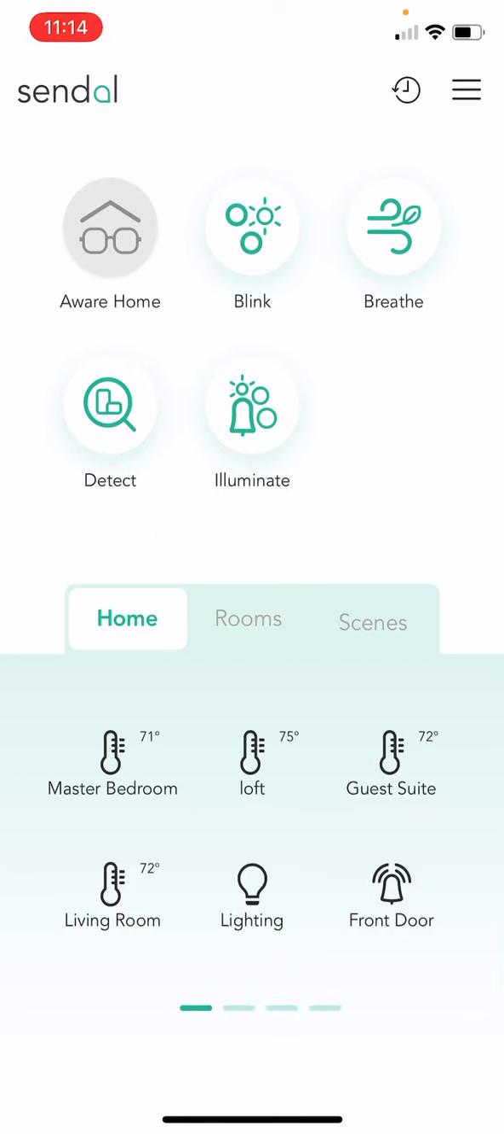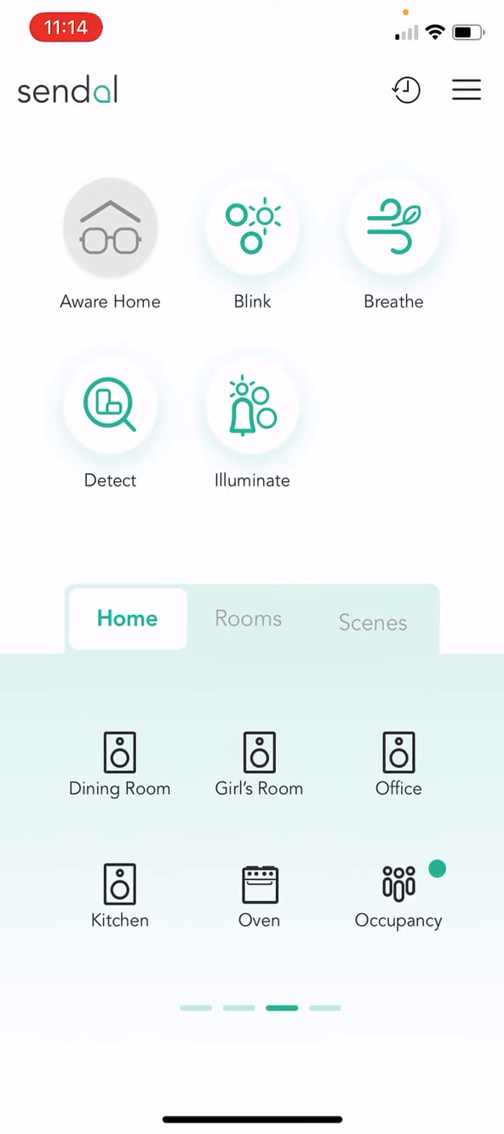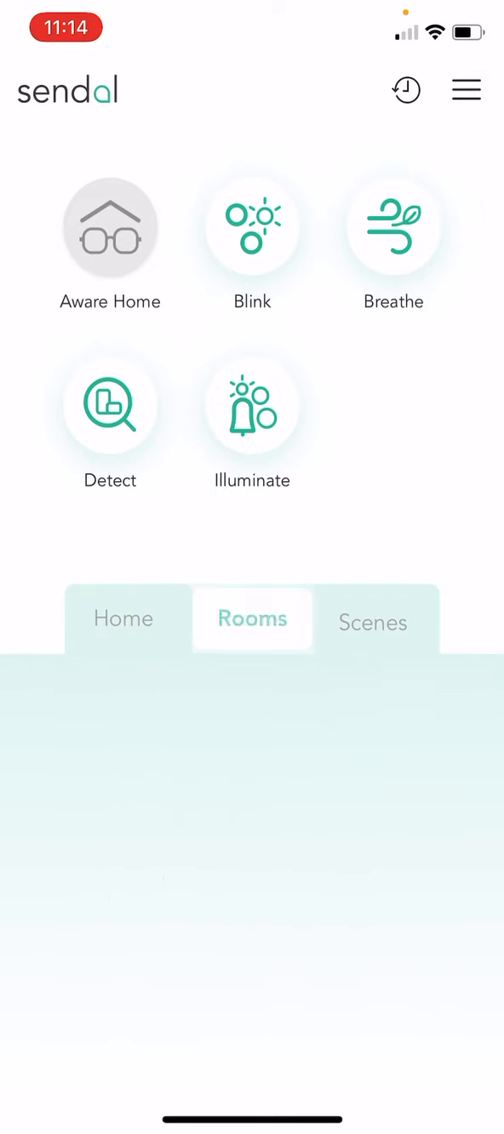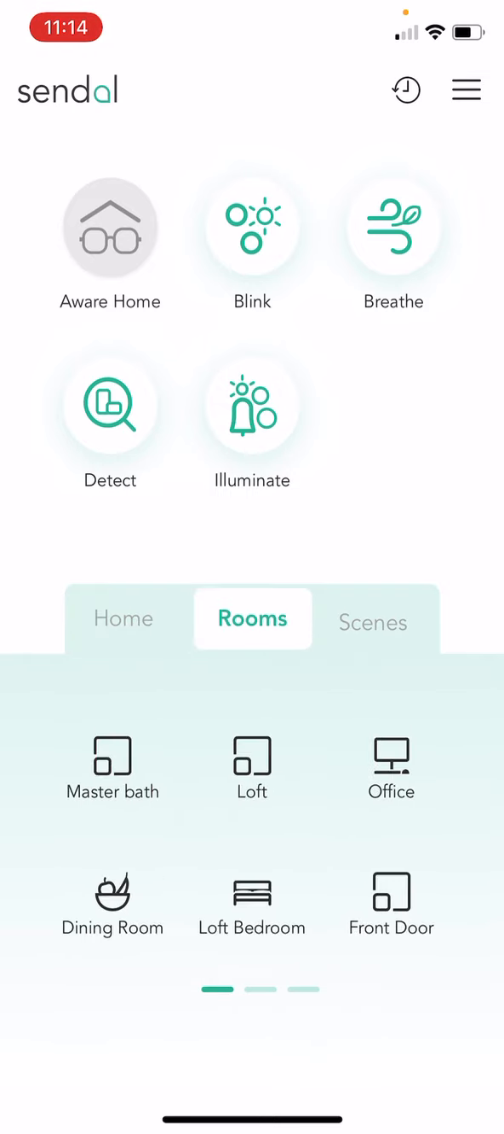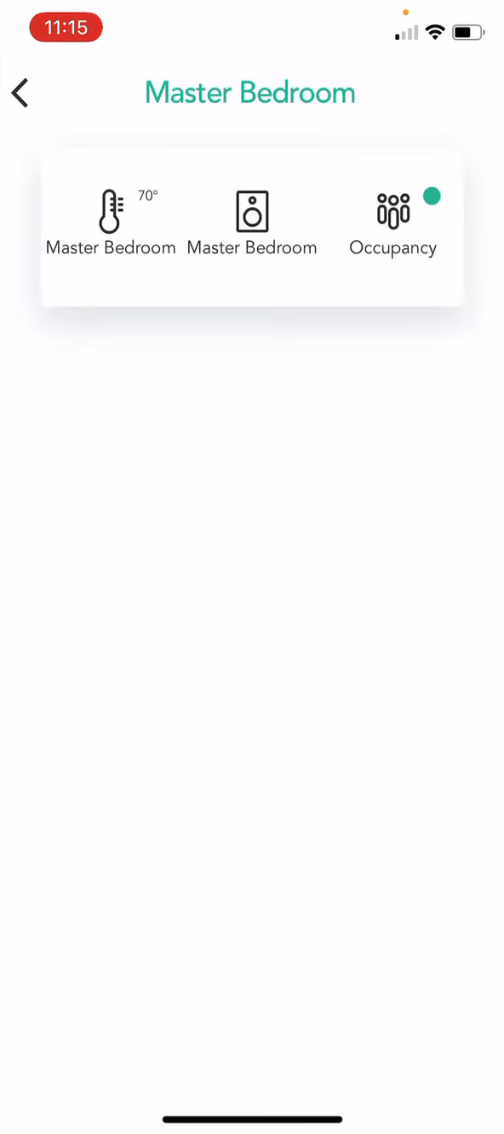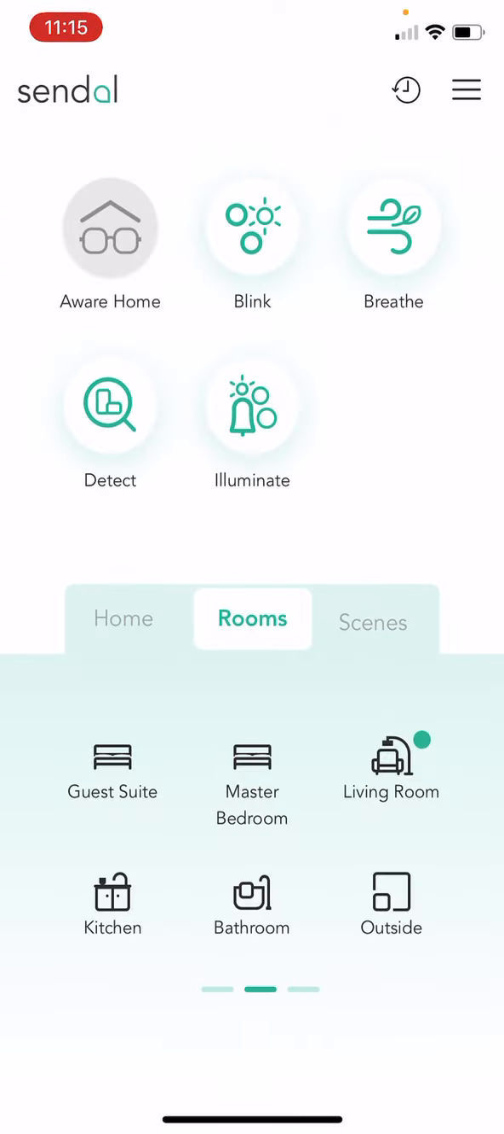The bottom half of the screen is your classic smart home control center, where under the home screen you see all the different devices that are controllable and manageable inside of the home by category. Rooms gives you the similar view, except it's based on a room view. You look at the master bedroom, you see there's thermostat, there's audio, and there's occupancy awareness.